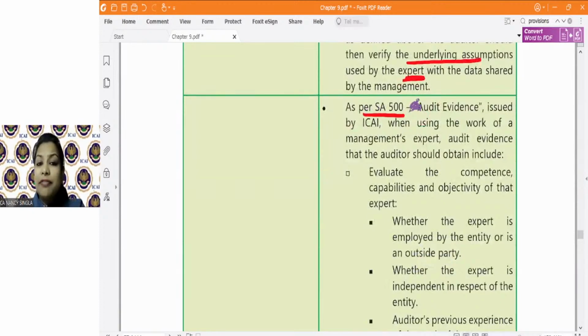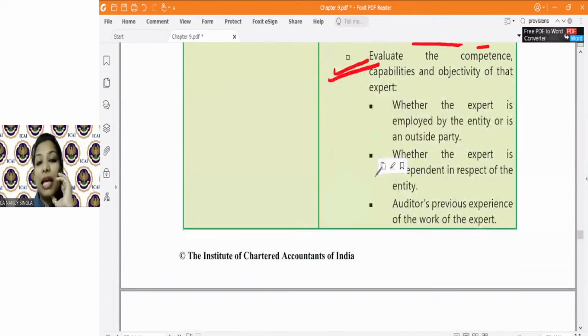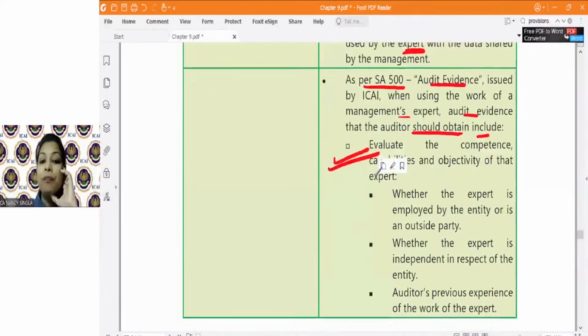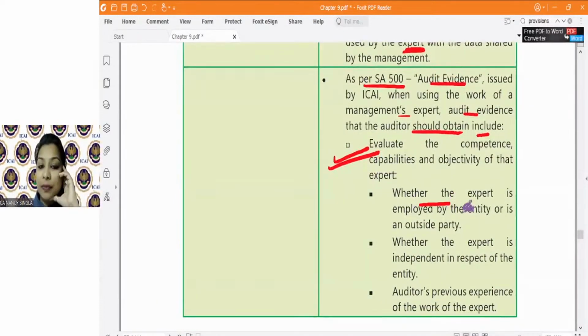Now, as per SA 500 audit evidence, when using the work of the management expert as audit evidence, what audit evidence should the auditor obtain? So he should evaluate the competence, capability and objectivity of the expert, whether the expert is employed by the entity or an outside party, whether the expert is independent. See, independence is very necessary now.